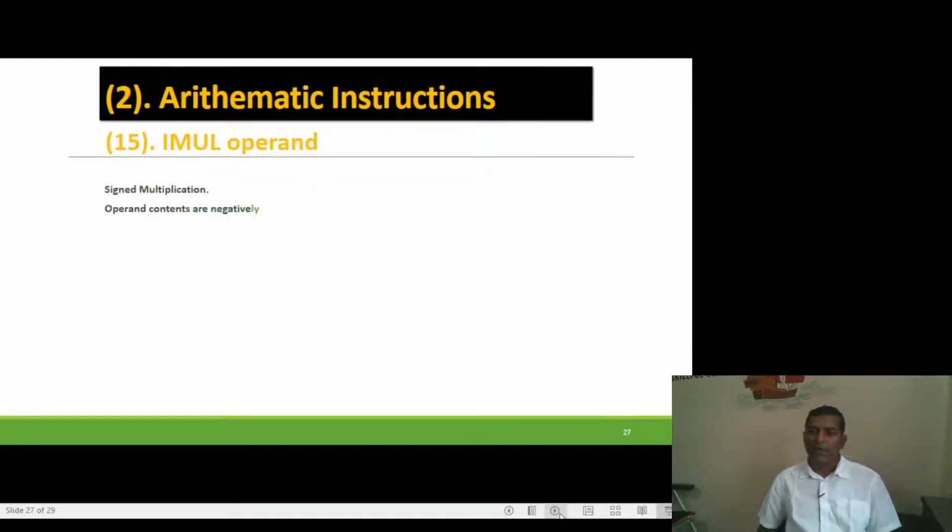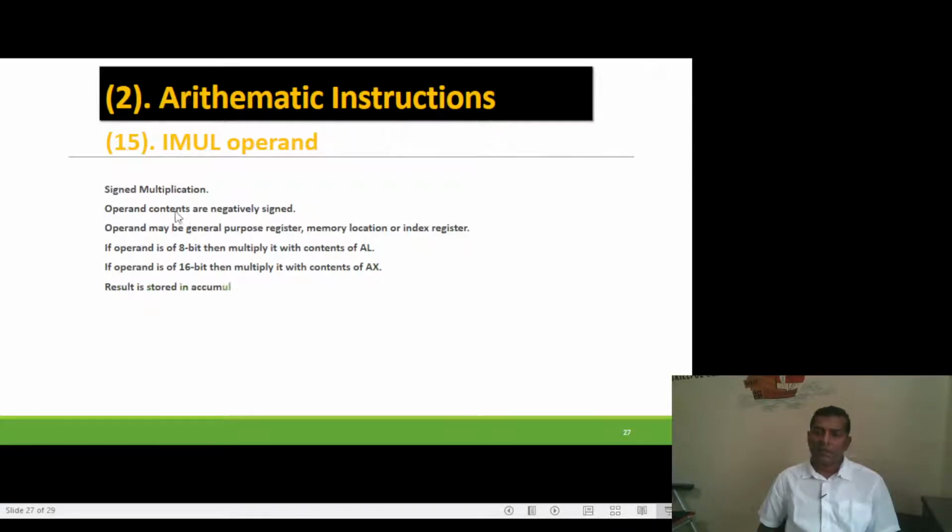The next is the IMUL operand. This IMUL operand is signed multiplication. Operand contents are negatively signed. The operand may be a general purpose register, memory location or an index register. If the operand is 8-bit, then it is multiplied with the contents of AL. If the operand is 16-bit, then multiply it with the contents of AX. The result is stored into the accumulator.